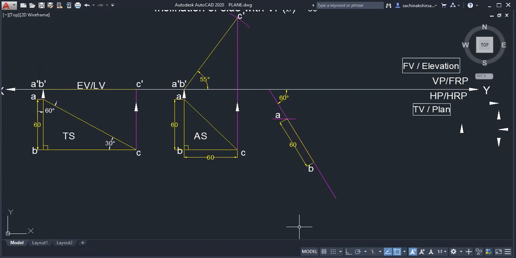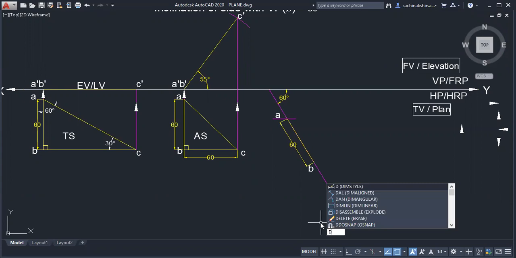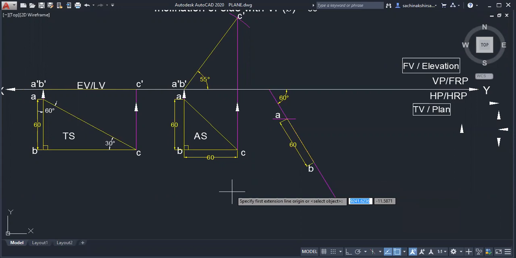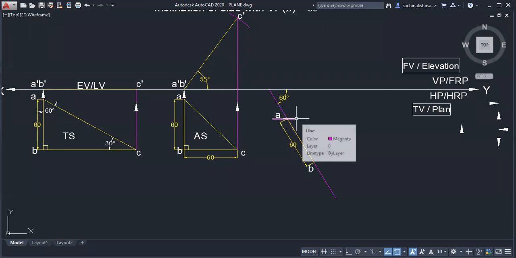From A to C distance and then B to C. A to C and B to C. Okay, A to C, how much distance you got just? A to C? 120. How come 120 A to C? True shape diagonal is 120. Apparent shape diagonal is 85. So take the distance and mark it.